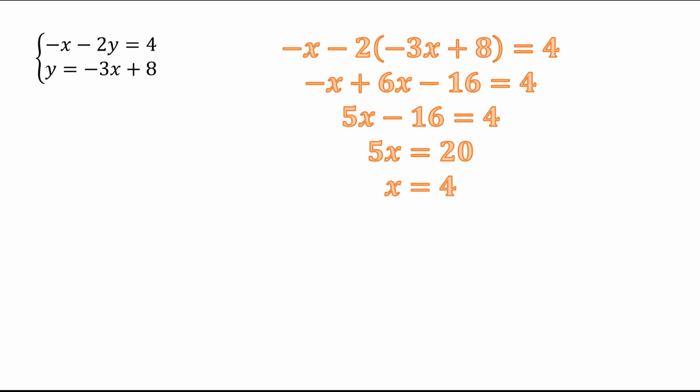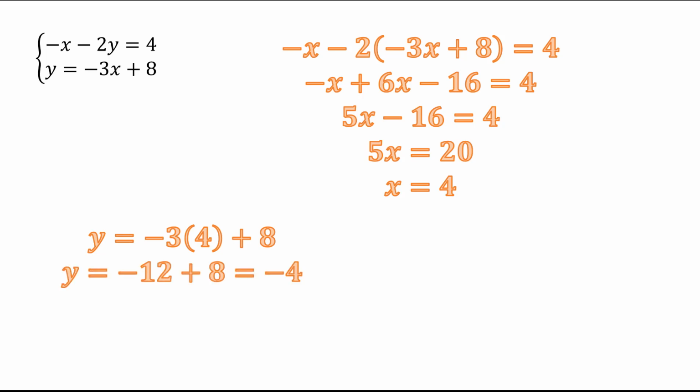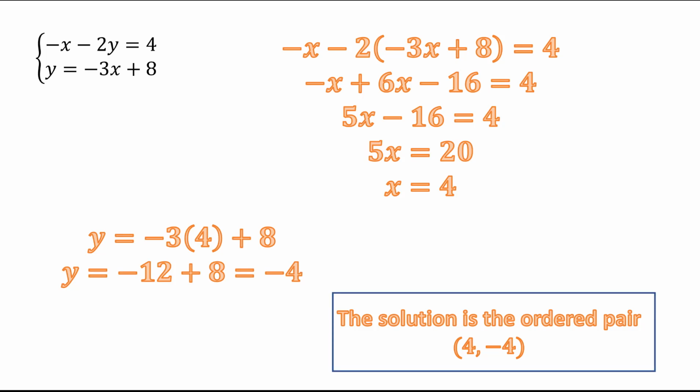So we know that x is 4. And so we're going to use that amount and put it into the second equation for x. So we'll have y equals negative 3x, which is 4, plus 8. So y equals negative 12 plus 8, which is negative 4. So now we know that the solution to this system of equations is the ordered pair 4, negative 4. X is 4, y is negative 4, so that is the solution.